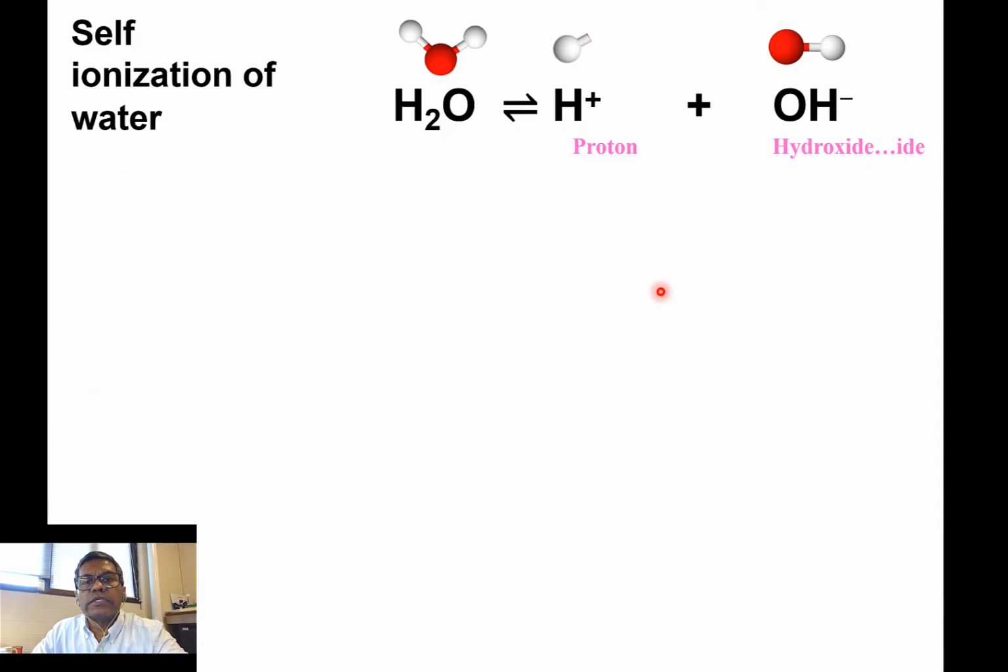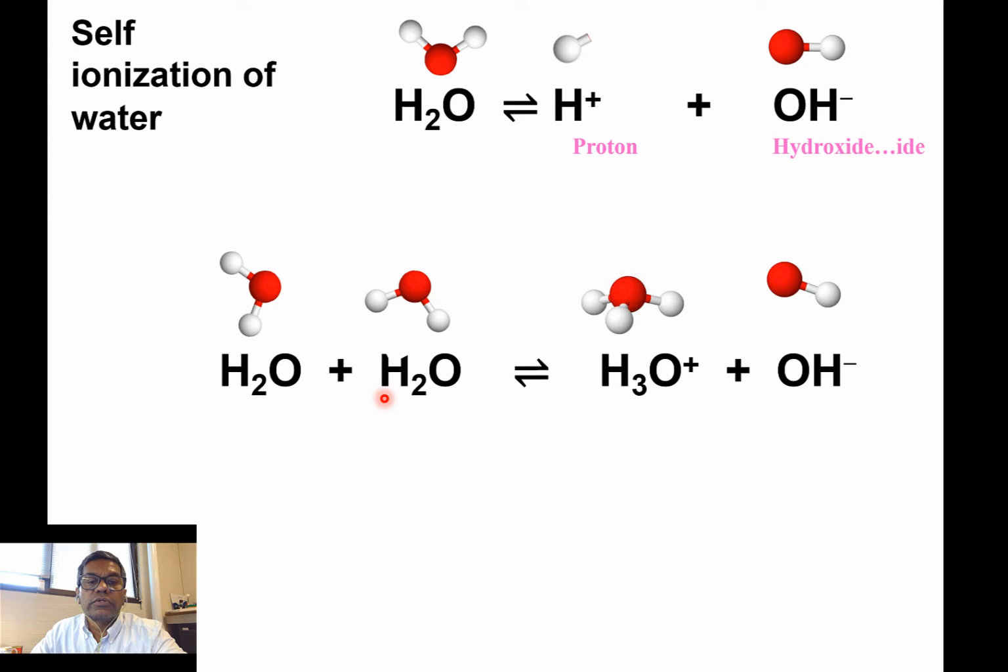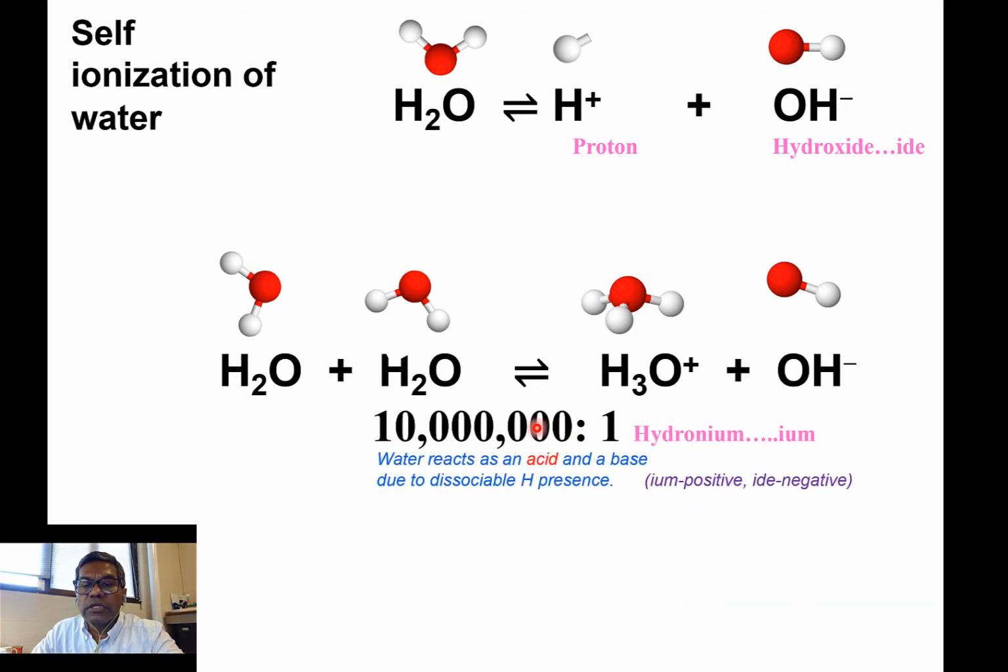Now if I start with a single water molecule, we can break this bond and generate a proton and hydroxide. But there are no single water molecules, there are gazillions of water molecules. So due to thermal energy, they collide with each other and generate hydronium and hydroxide, right? Numerically, the proton number and the hydronium number should be the same, right? Now, how many? That would be 10 million to 1, from molecules to ions.